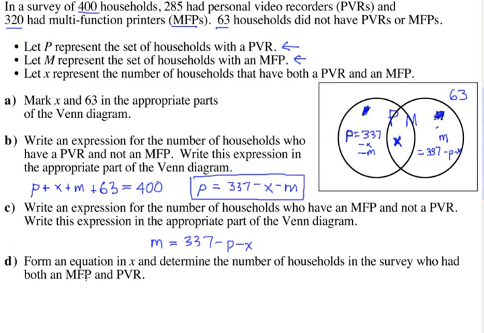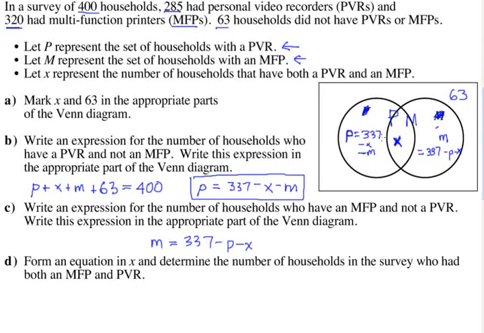Form an equation in X and determine the number of households in the survey who had both an MFP and a PVR. Well, the numbers we have not yet used are the 285 and the 320, so here's what we can do with this.